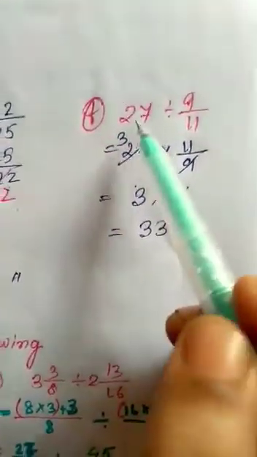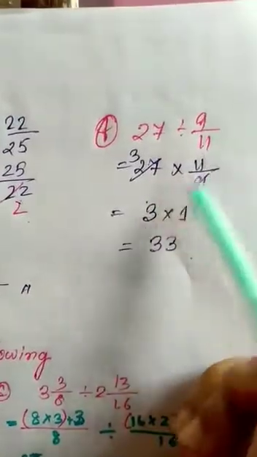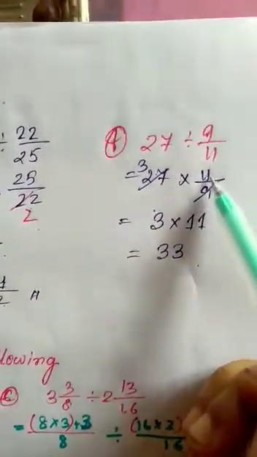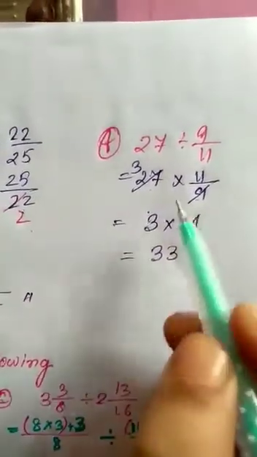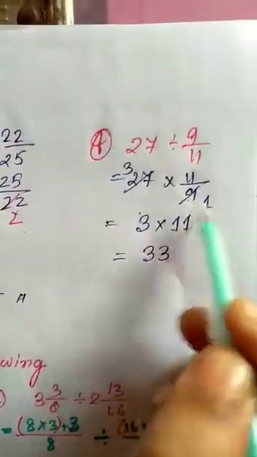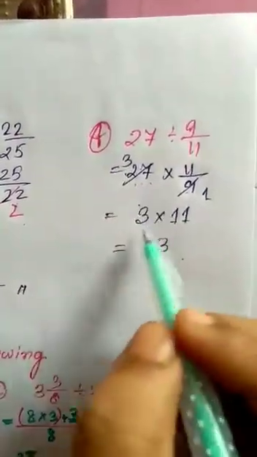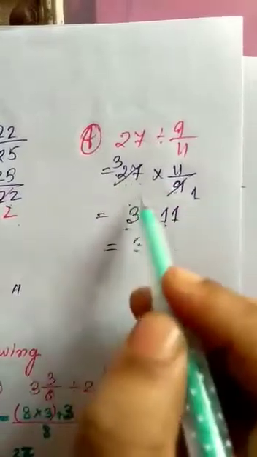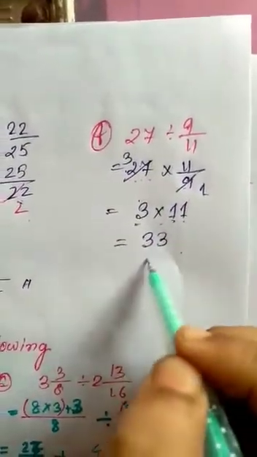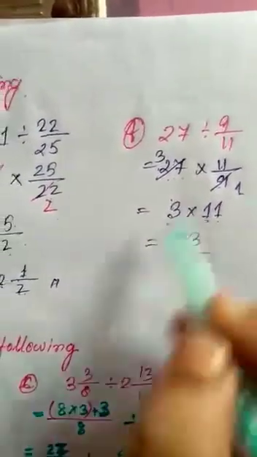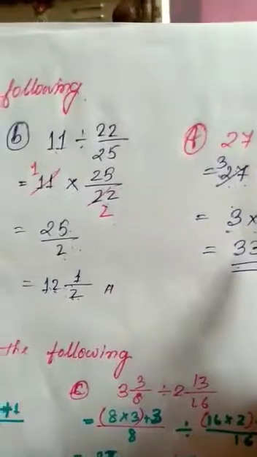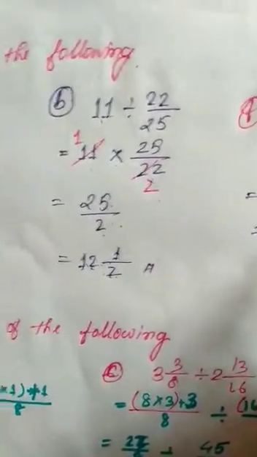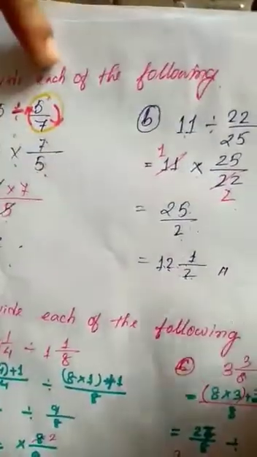Alright, so now let's do that F number. 27 divided by 9 by 11. So 27 into 11 by 9. So 9 1 is 9, 9 3 is 27. So what you have got here after cancelling is 3 into 11, and 3 into 11 is 33. Alright, children, so the rest of the sums of question number 3 can also be solved by you the same way.